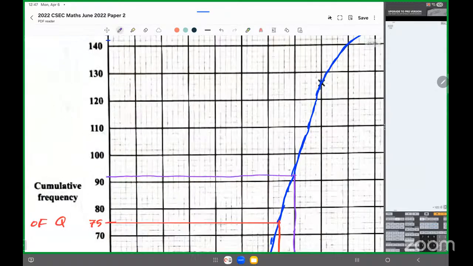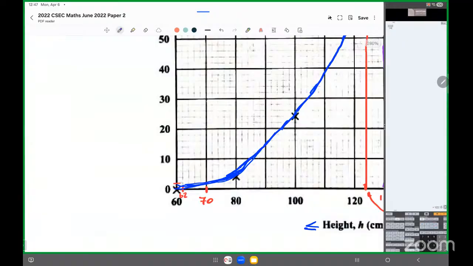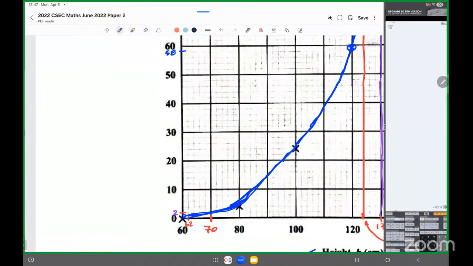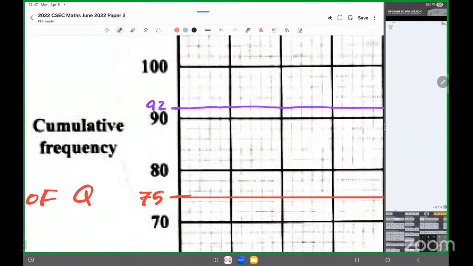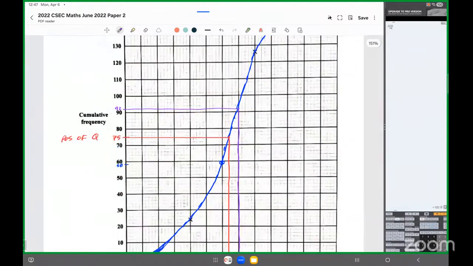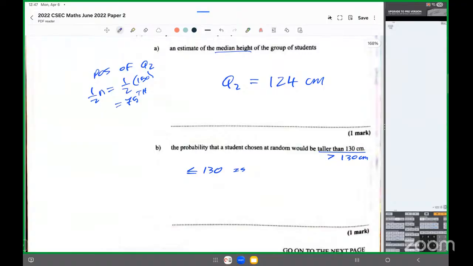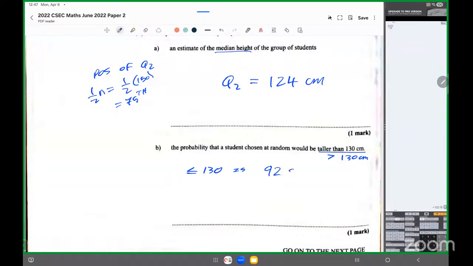That's 92 students, right? But every line is 2. The vertical axis is there, every line is 2. So be careful with the scale, guys. Every line is 2, right? So this is actually 92 students. So 92 students were less, so the rest of them is more. So 92 students have a height less than or equal to 130.